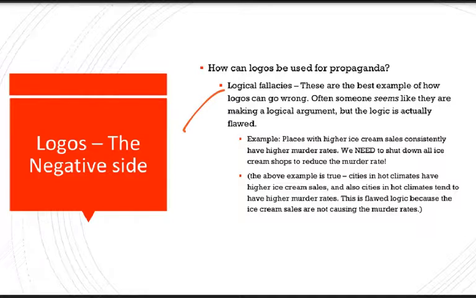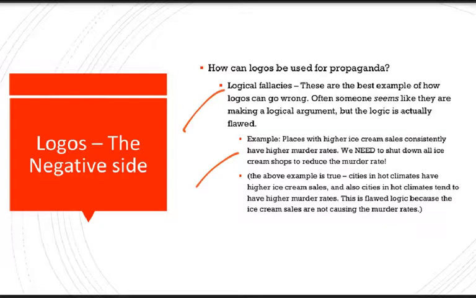But in general, remember, logical fallacies are when it seems like someone's making a logical argument, but there's actually a flaw in their line of reasoning. There's a flaw in their logic. So this is definitely a way that logos can be used in a negative way. Many times it seems like somebody is making a good logical argument, but if you're not able to see through the logical fallacy, then you don't realize that it doesn't actually make any sense.